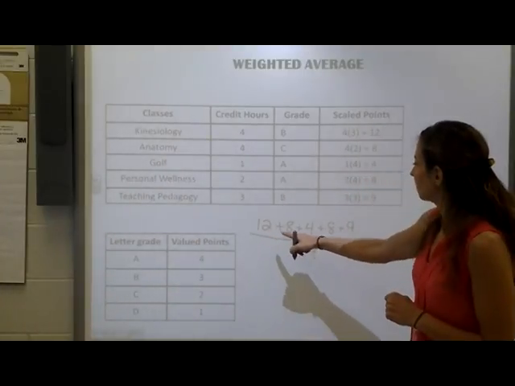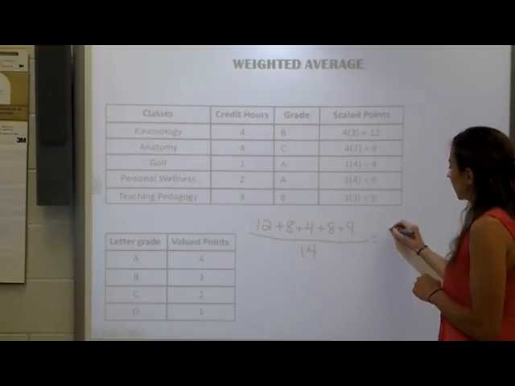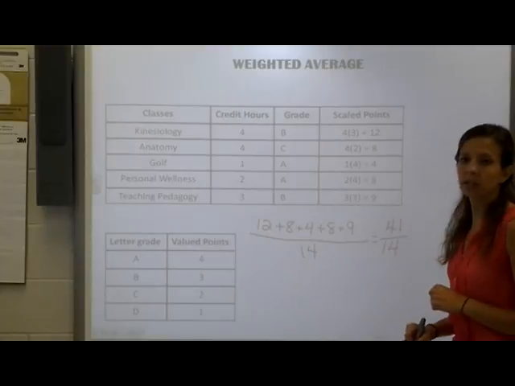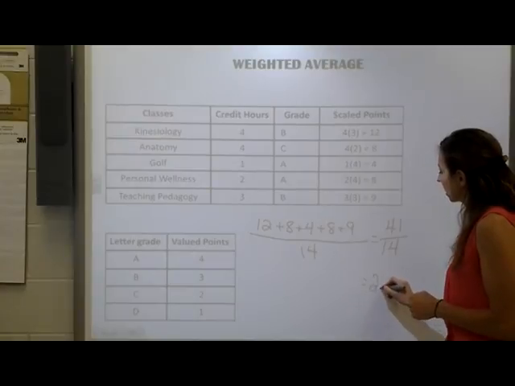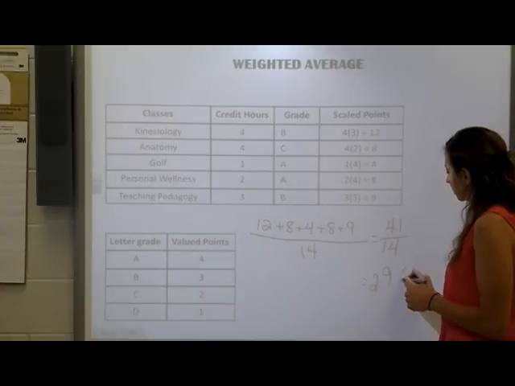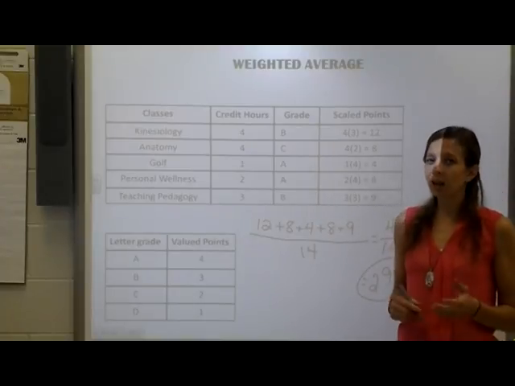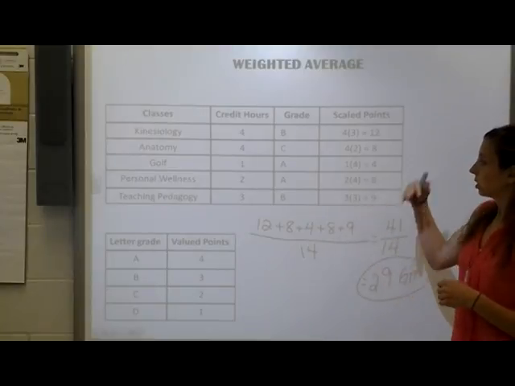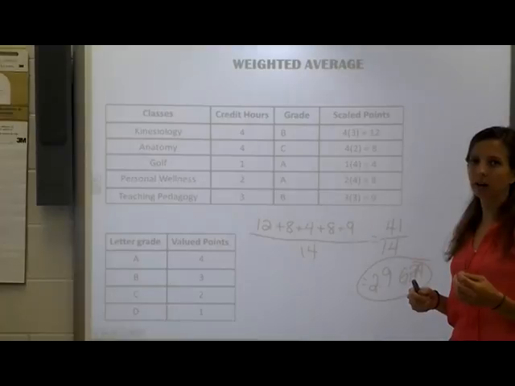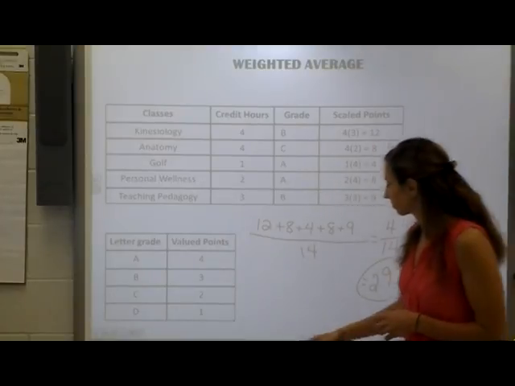When we add this up, 12 plus 8 plus 4 plus 8 plus 9, we're going to get 41. And then we're going to divide that by 14. Our total answer is going to be a 2.9 GPA. If this was not a weighted average, we could probably expect that Remy's GPA would be slightly higher than with the scaled points and the weighted averages.